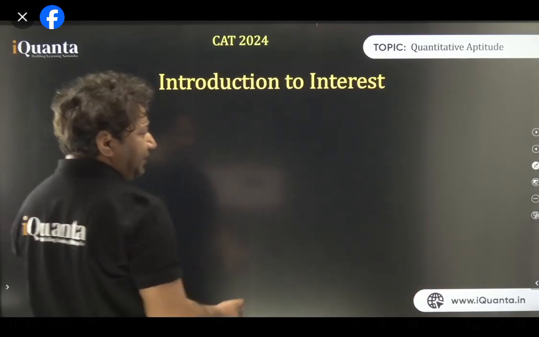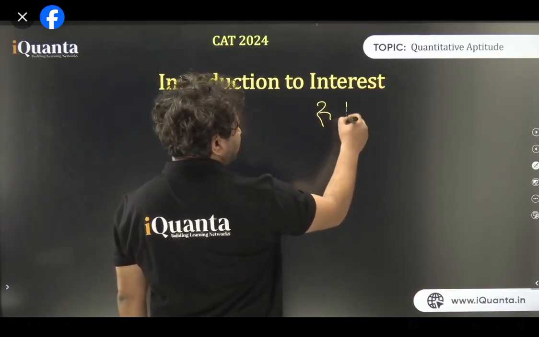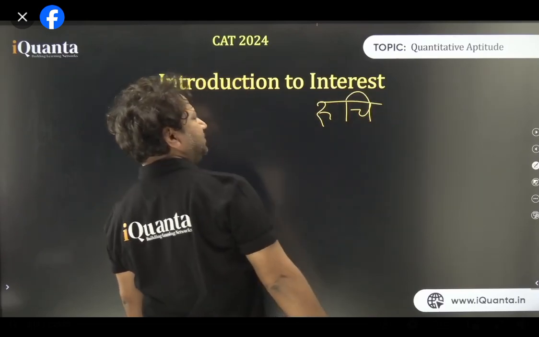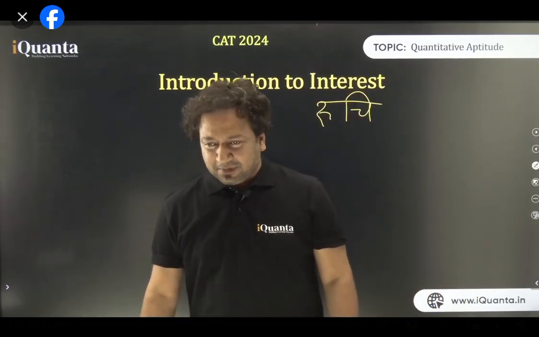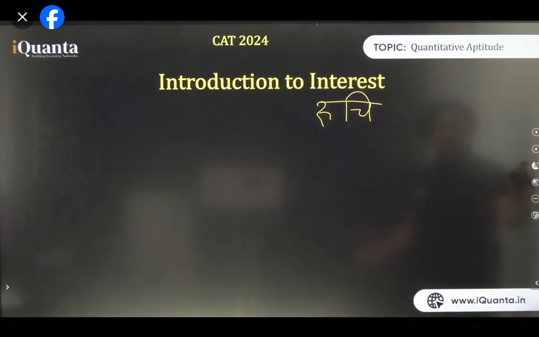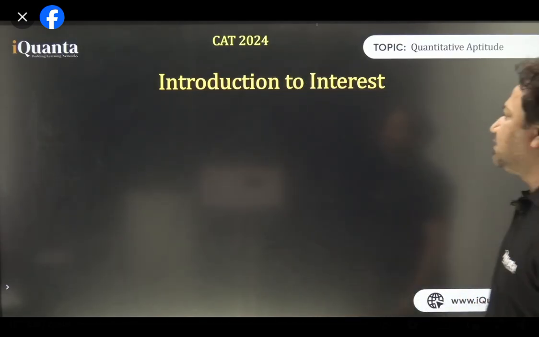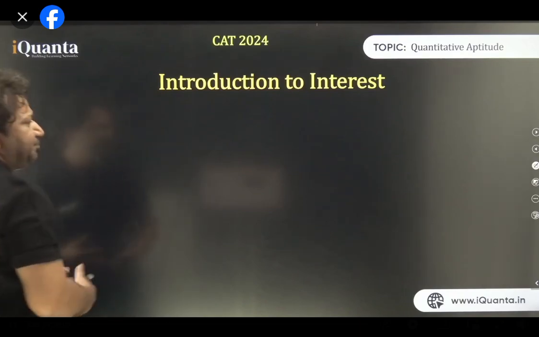By the way, in Hindi, interest is called as ruchi, isn't it? Huh? Ruchi. All the people have ruchi in what? Money, isn't it? So this is all about money. It comes under commercial arithmetic, profit loss discount in SI and CI. So first of all, we need to understand a very basic thing.